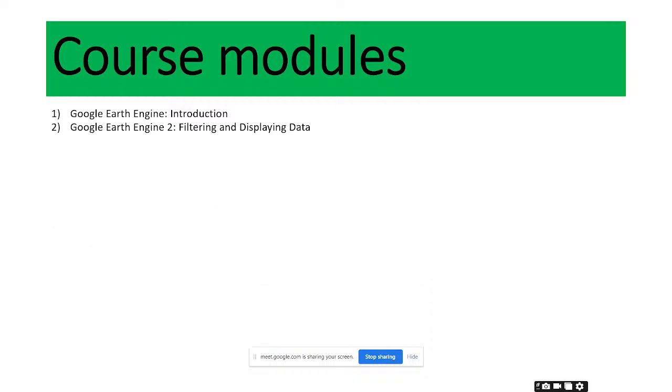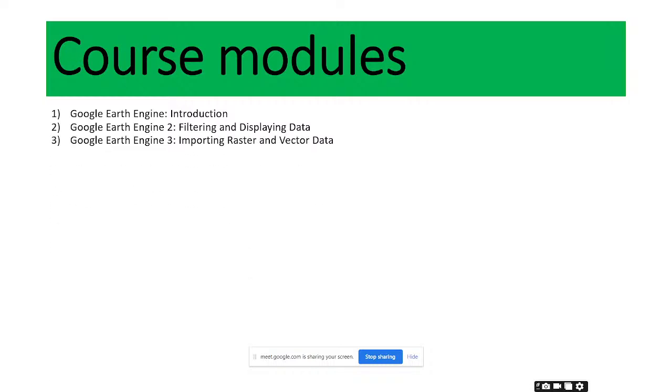Then I will also discuss filtering and displaying the data. At this time, we will discuss a lot of datasets such as Landsat, Sentinel, and MODIS, how you can easily filter and display the data, how different types of data can be displayed in the Google Earth Engine platform, and how you can export the data from the Google Earth Engine platform.